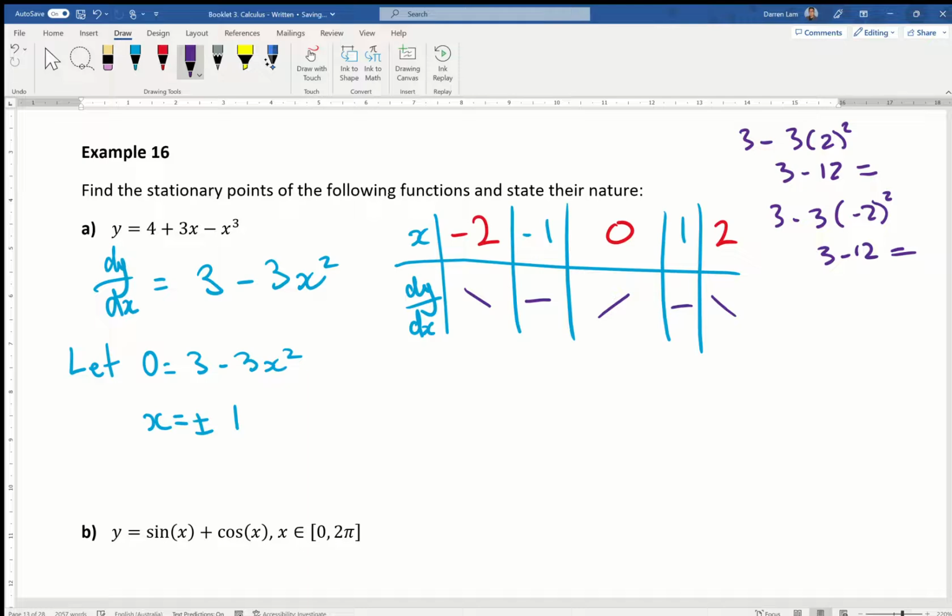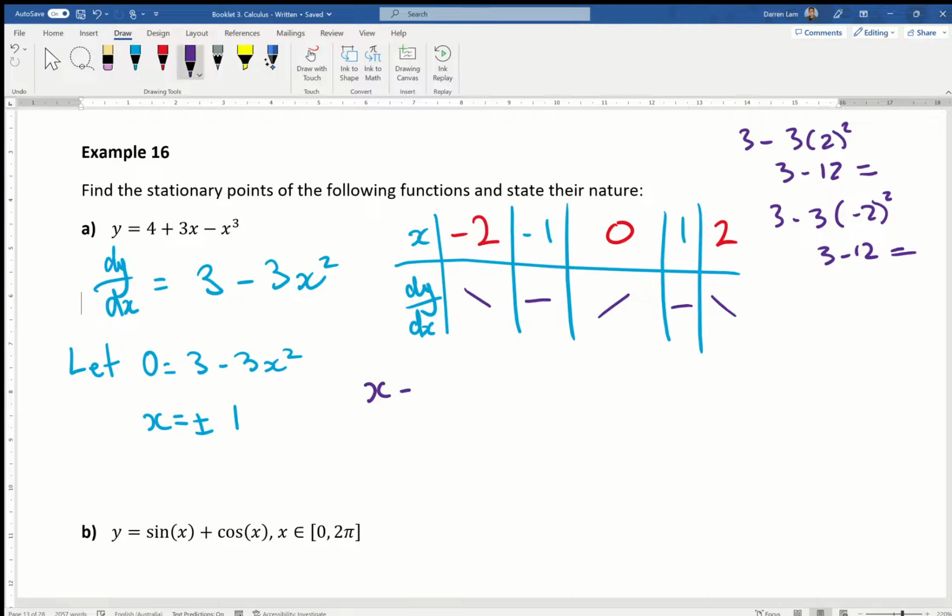Just based off this, and I'm using a generally more simple example, we can tell that at our first stationary point where x equals -1, it's going to be a local minimum. Our function goes down to that point. And the opposite thing, sorry, at x equals 1, it's going to be a local maximum.